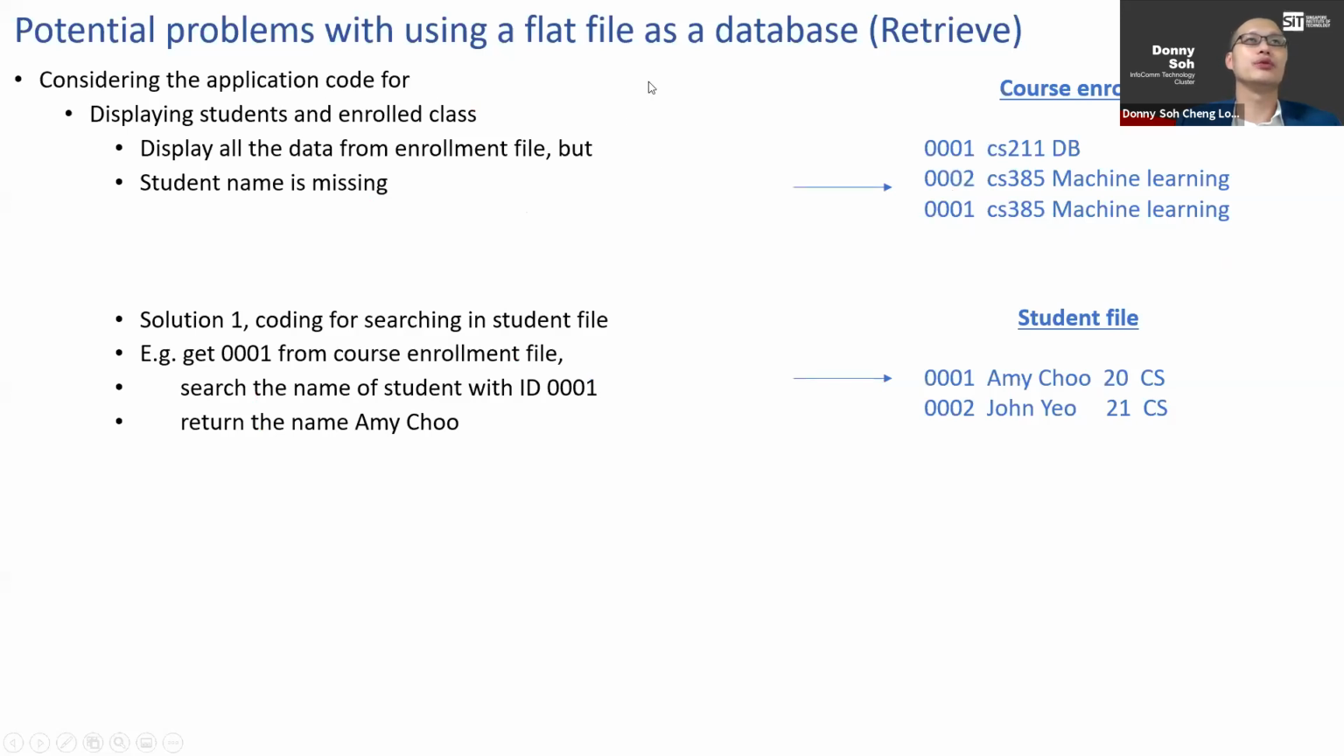So if I want to do retrieval, to display the students in the enrolled class, I can display all the students from the enrolled class. But let's say the student is missing, meaning that the student is in another file. There's another student file here. I have to search for the student file.